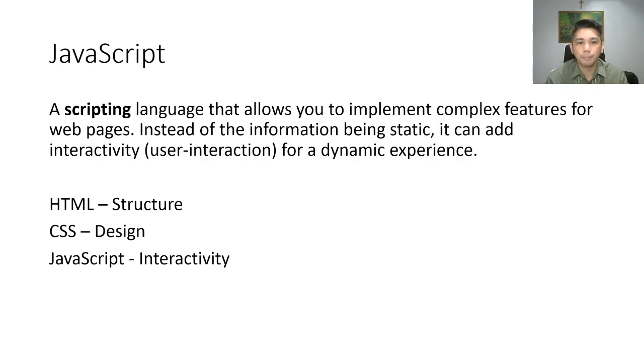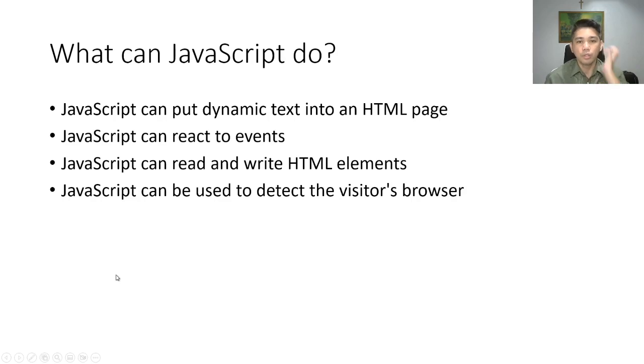Now, don't forget that when we talk about HTML, we are only dealing with the structure of a page. And when we talk about CSS, we are talking about the design of the page. And when we talk about JavaScript, basically we are adding interactivity to the web page. So what can JavaScript do? It can add dynamic texts into an HTML page, not only dynamic text, but also audio, video.